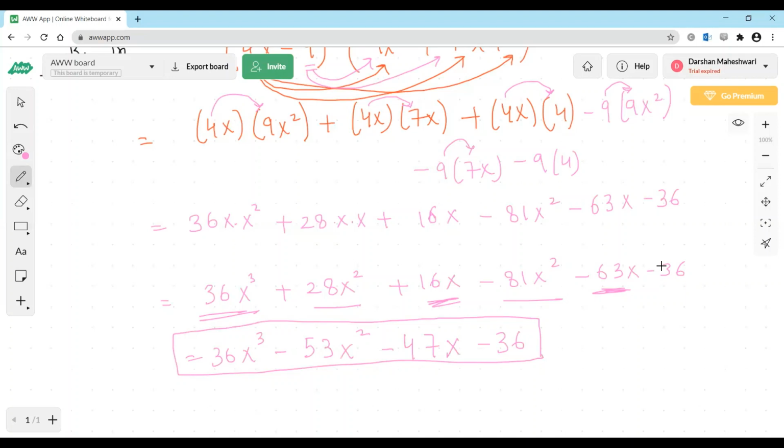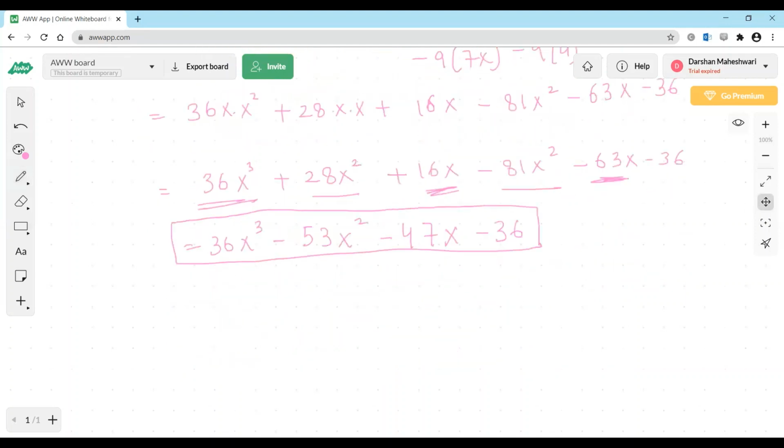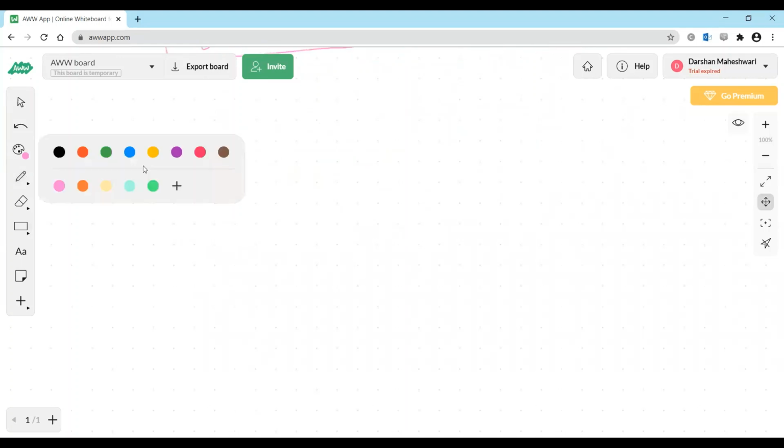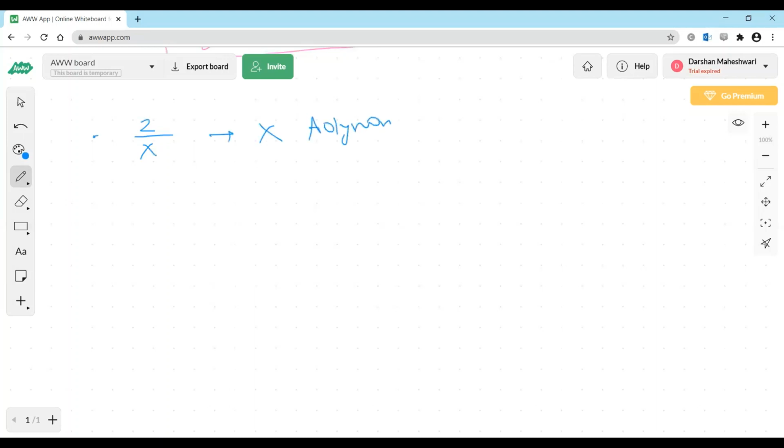All right, so this is about the addition, subtraction, and the multiplication of the polynomials. Of course, we cannot talk about division because division won't be a polynomial. So if we say that we have, let's say 2 over x, so 2 over x is not a polynomial. So division doesn't really come inside polynomials.